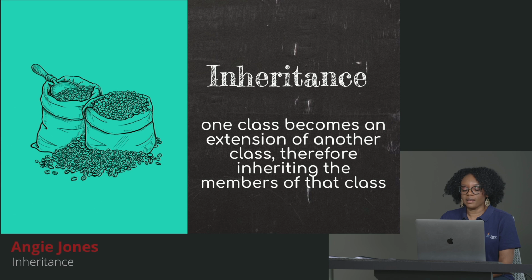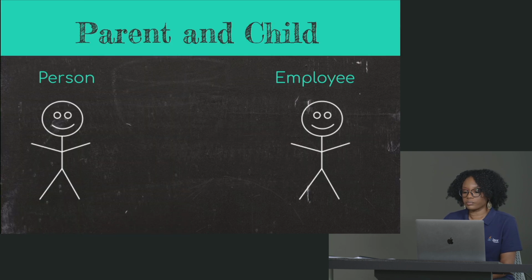So there are 4 main principles to object-oriented programming. We talked about encapsulation already, and now we're going to talk about inheritance. Inheritance is where one class inherits the members of another class. There are 2 parties involved in an inheritance relationship, a parent and a child. The parent is known as the superclass. Sometimes it's also referred to as a parent class or a base class.